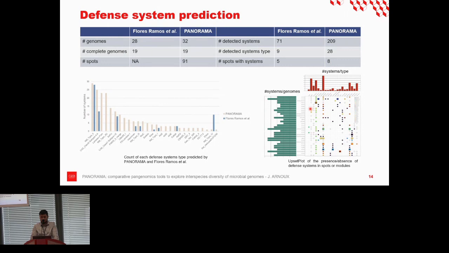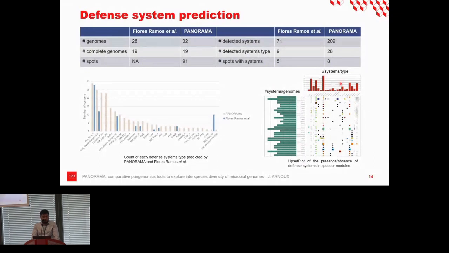And with PANORAMA, you can also have some automatic figures generated, as for example, this UpSet plot, which gives you the information of which spot is linked to a system in which genome for which type of system, and the number of systems per genome and the number of systems per type.